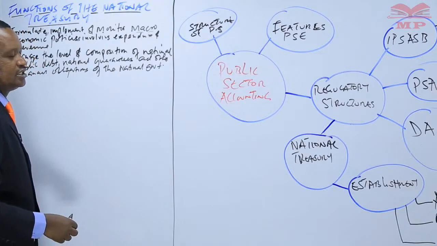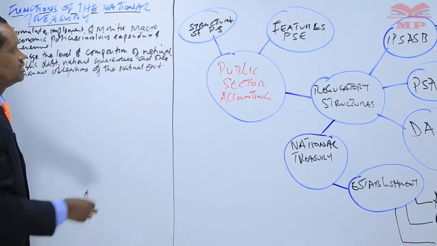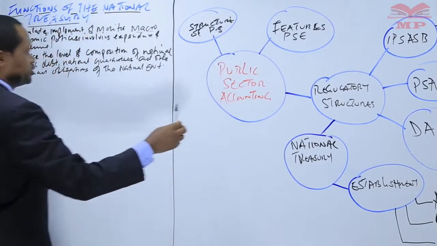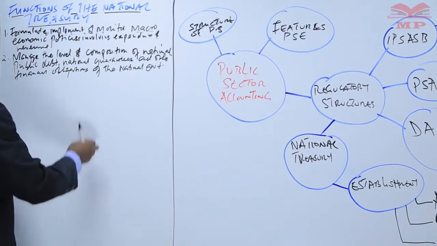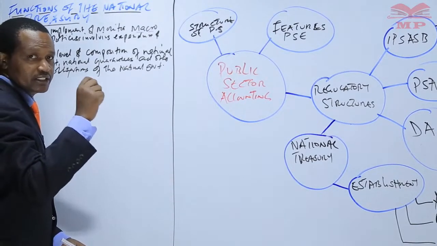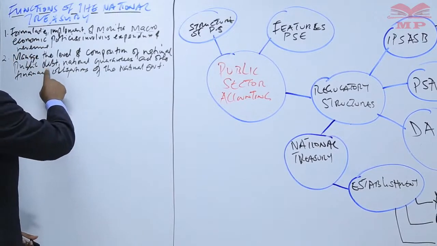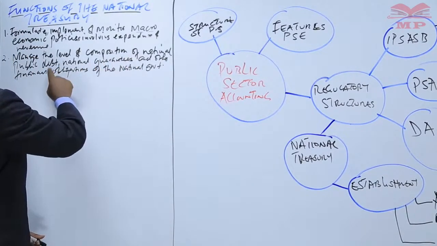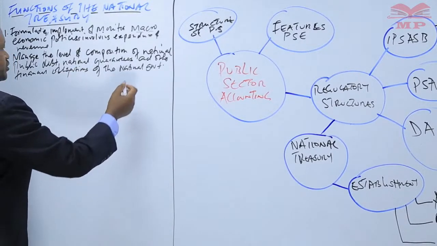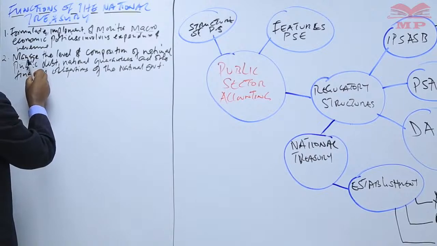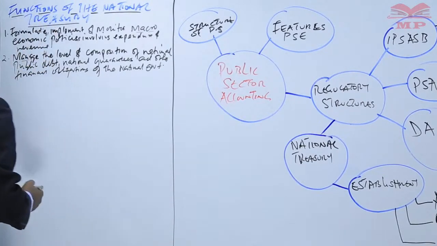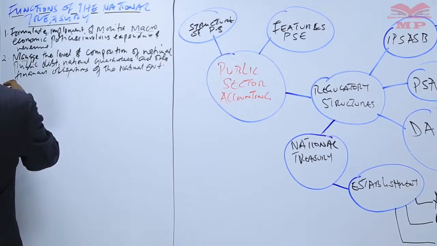Remember, the cabinet secretary is the head of the national treasury. So he's to manage the level and composition of the national public debt, the national guarantees and other obligations of the national government. That is function number 2.